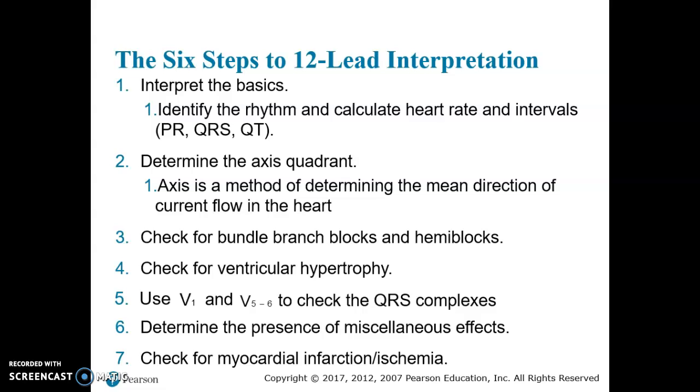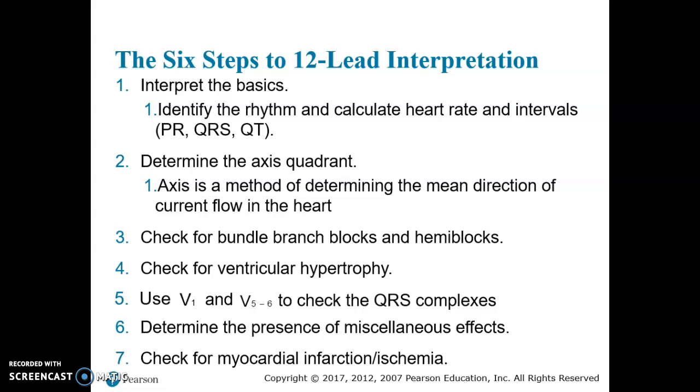When we're checking for ventricular hypertrophy, we're going to use V1, V5, and V6 to check the QRS complexes for signs of ventricular hypertrophy. And what we will see in those leads is an increased R wave, an elevated R wave. So using V1, V5, and V6 to check the QRS complexes, and then we're going to determine these miscellaneous effects. So we're going to be able to use this criteria to determine what is going on there.